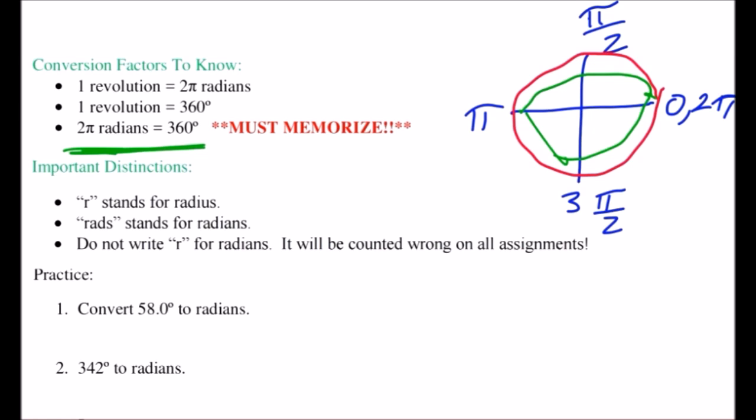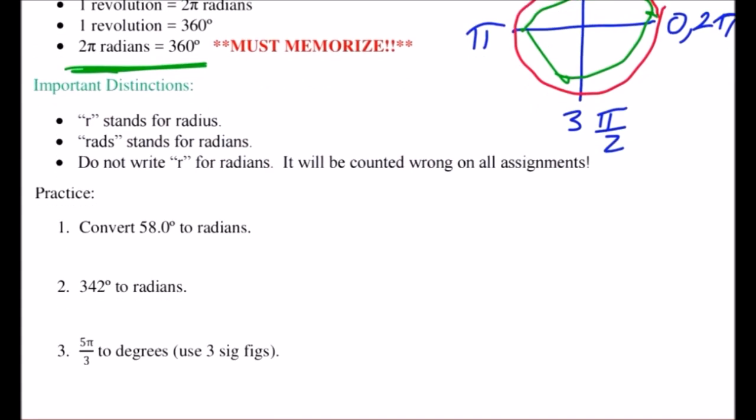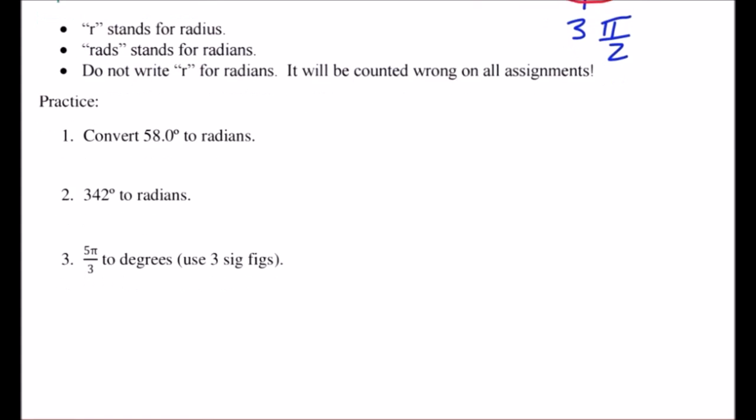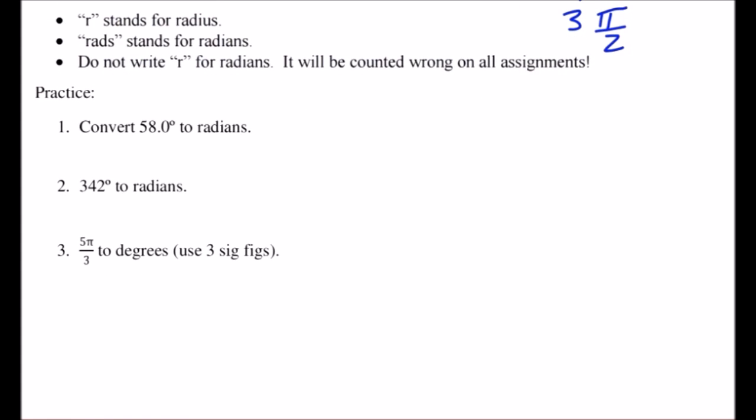Important things that we need to be aware of and not accidentally write incorrectly on our assignments. Lowercase r stands for radius. Rads stands for radians. Do not write an R for radians as an abbreviation because I'll think you mean the radius and then I'll have to mark it wrong.